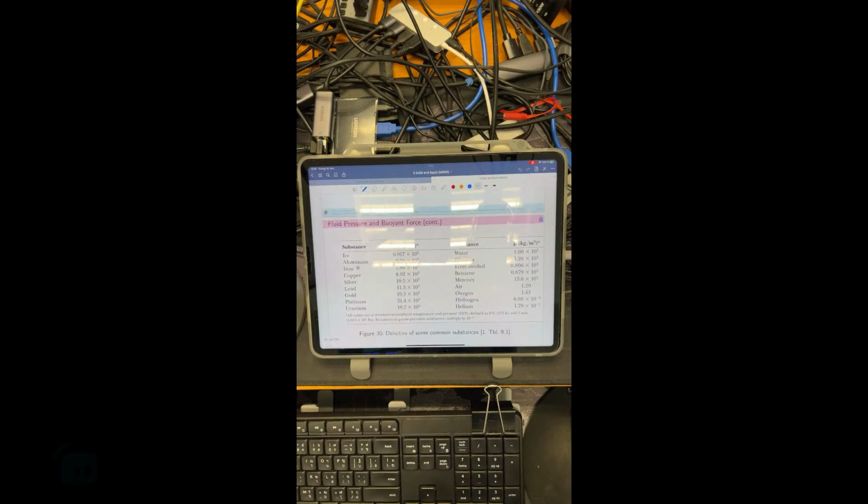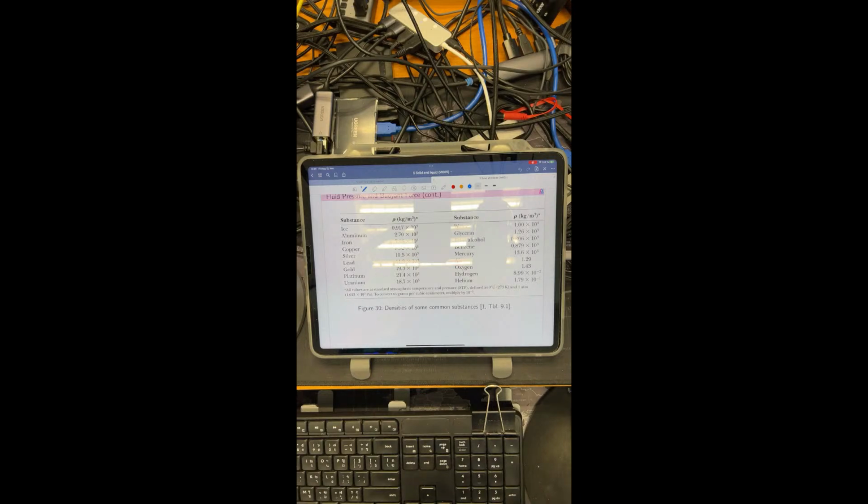Okay, let's take a look at the table. This is the density table from book number 1 of some common substances. Ice is in the solid form. This column is given for the solid phase of several materials, and this column is provided for the liquid phase of several materials.